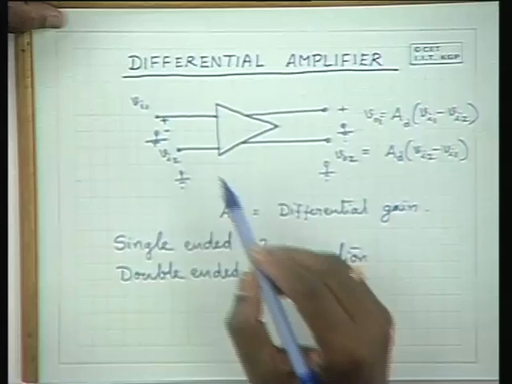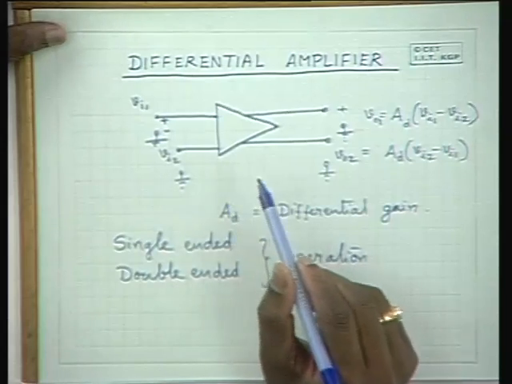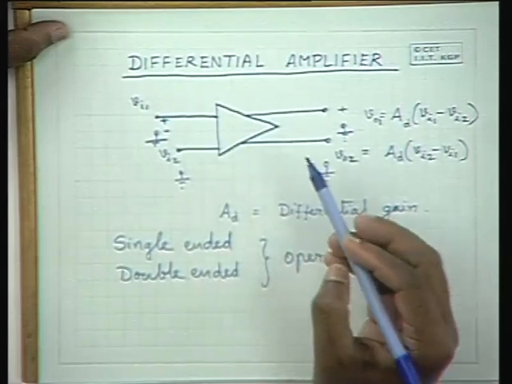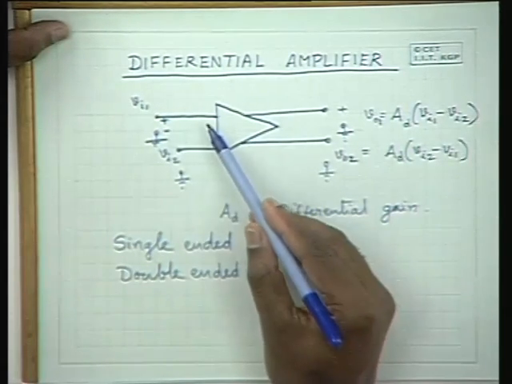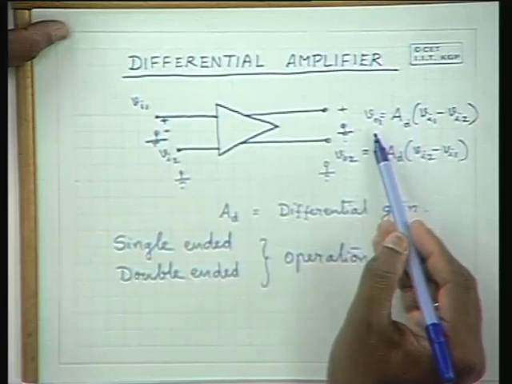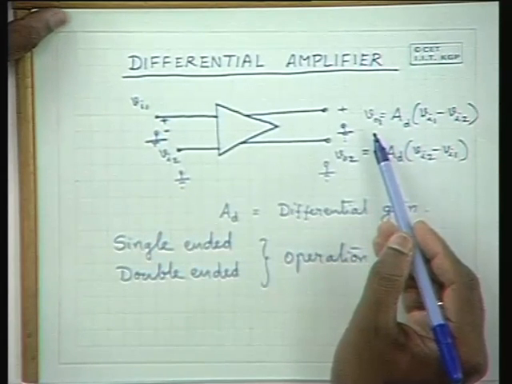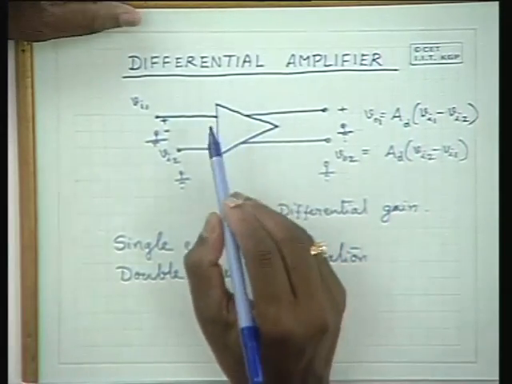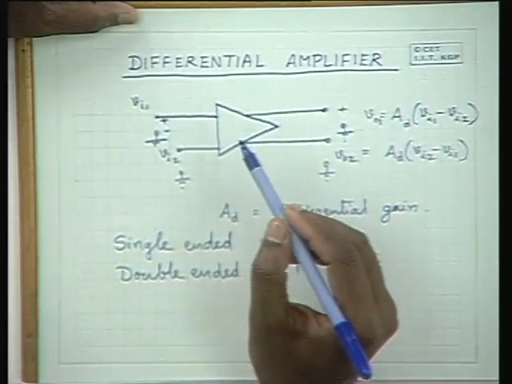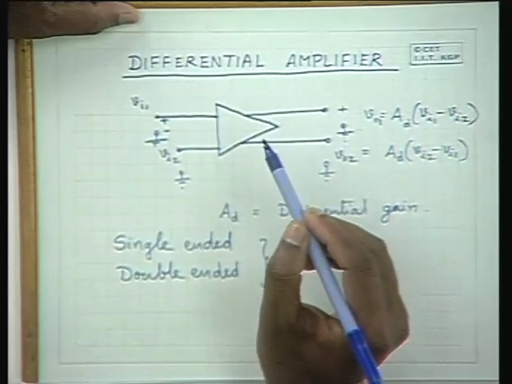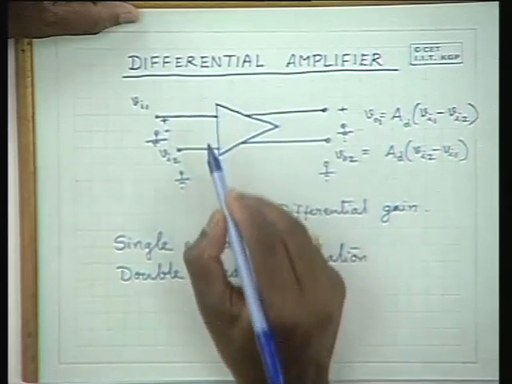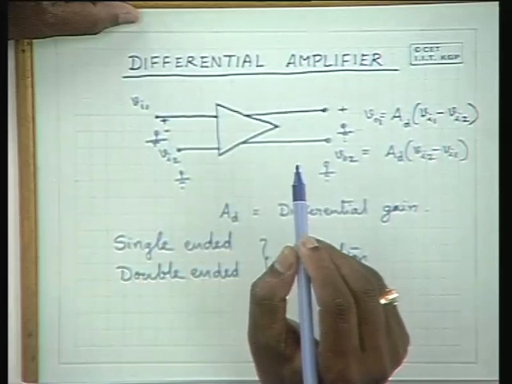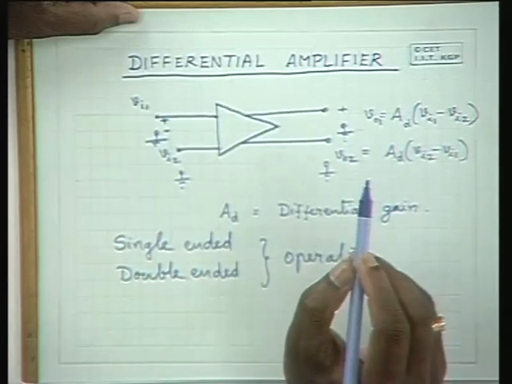Now, when Vi1 is equal to Vi2, the difference signal is 0, and when the difference signal is 0, the output signal should naturally be 0. So, that is what is desirable. A differential amplifier should only amplify the difference signal. On the other hand, practical circuits amplify the common mode signal also. I will explain what a common mode signal is.